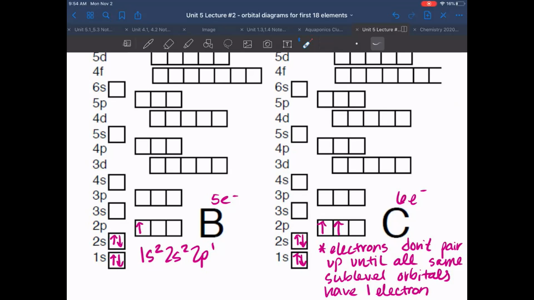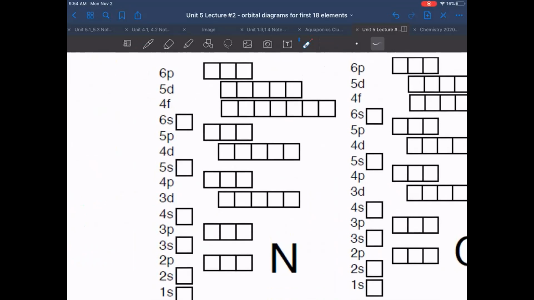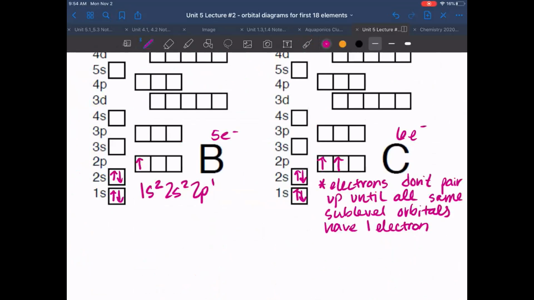Okay, so now when we move to nitrogen, how would you write that? Oh, sorry, thank you. How this is written is 1s2, 2s2, 2p2, because there's 2 electrons in the p sublevel. And we don't have to do any specification of how they're spread out because this is just how everybody writes it. This is the rule.